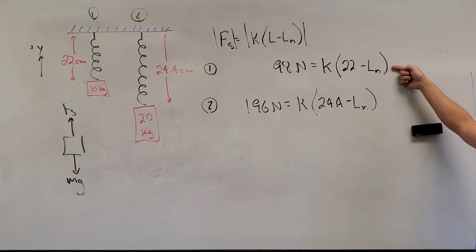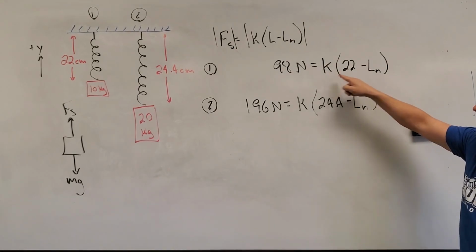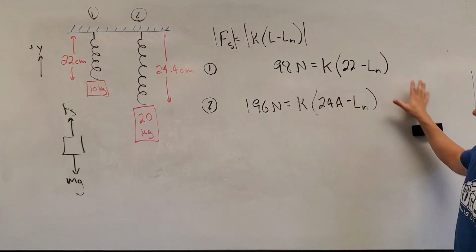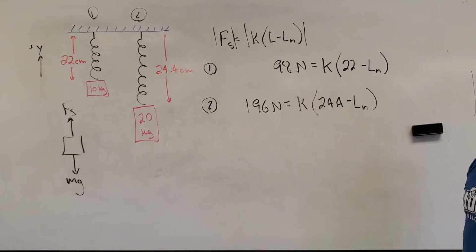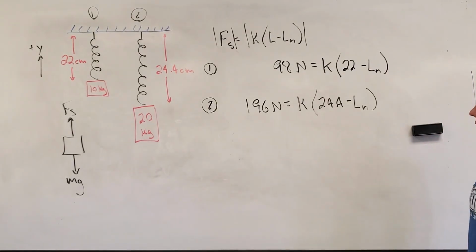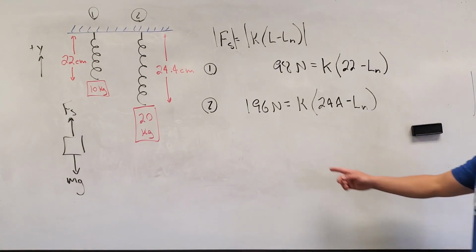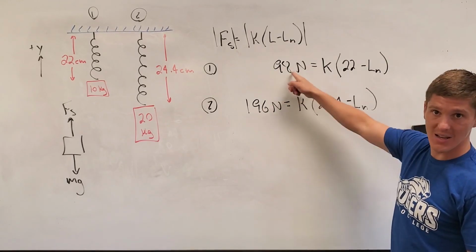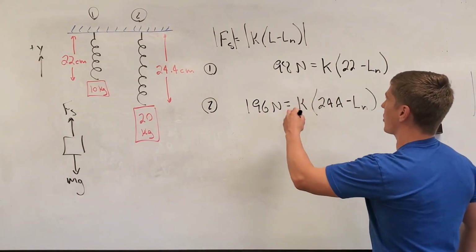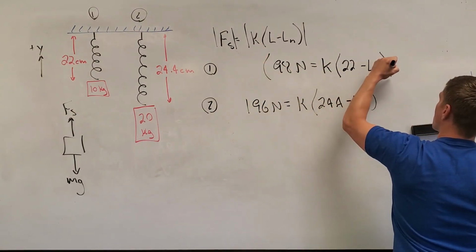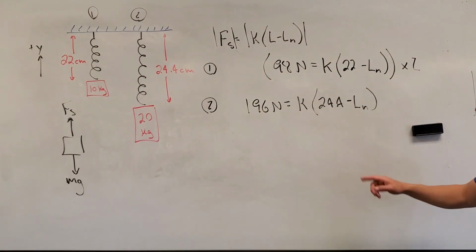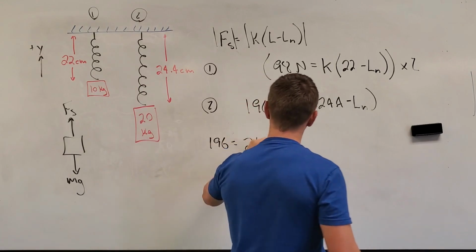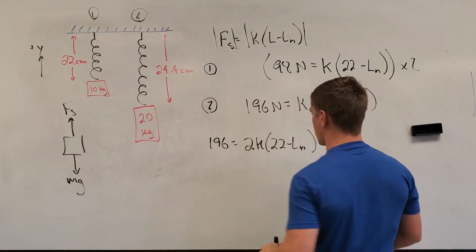We can say that this is 98, with the same spring constant and an unknown natural length, and we need to figure out some method to solve this system of equations. Okay? Well, what I can recognize is because this is 196 and this is 98, we doubled the mass. If I multiply this entire equation by 2, I get that 196 is equal to 2k times 22 minus my natural length.